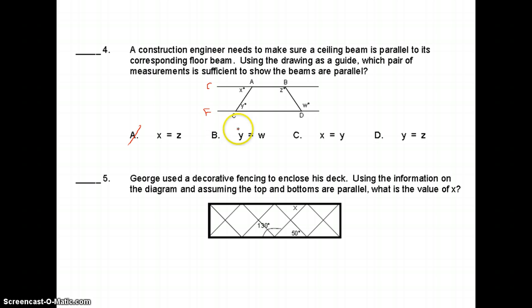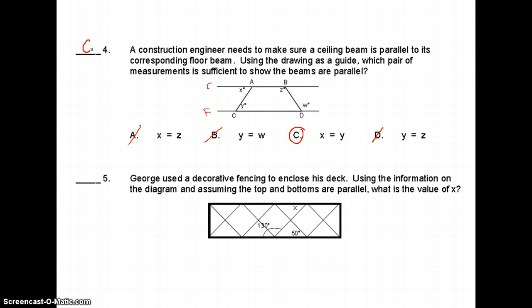Let's look at B. Y is equal to W. Y is over here. W is here. Those are on the same line. Doesn't tell us anything about this one, so B is not correct. C, X is equal to Y. X is equal to Y. Oh, we have those special angles again. Forming Z. This is congruent to this. Therefore, those lines are parallel. That would be our answer. Just to make sure, let's check the last one. Y is equal to Z. We have Y over here and Z over here. They don't share a transversal, so that doesn't work. So the only answer that we have is C.